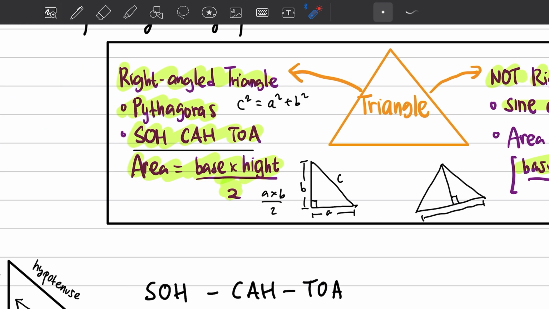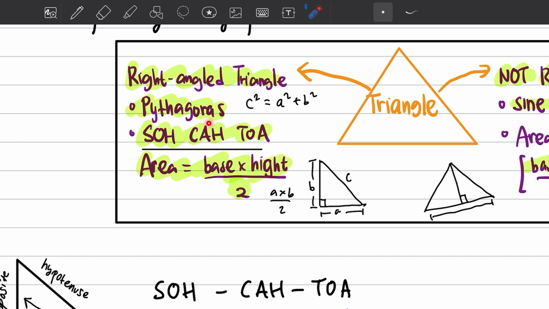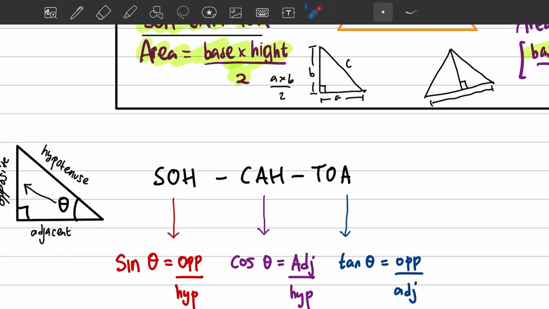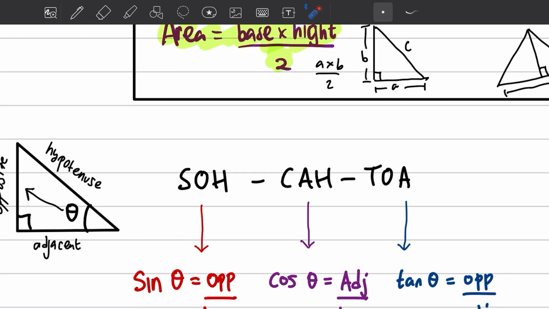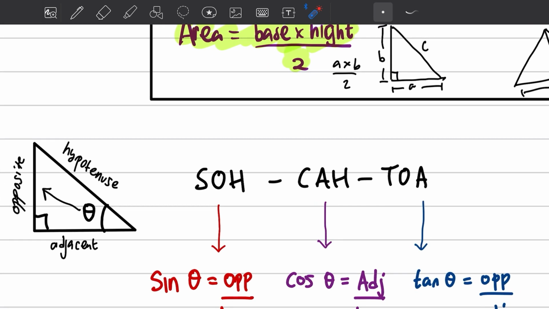Now let's focus on SOHCAHTOA first. By using SOHCAHTOA, you can remember the sine, cosine, and tangent formulas. In a right angle triangle, you can apply SOHCAHTOA. SOH stands for sine theta formula. So sine theta equals opposite over hypotenuse.